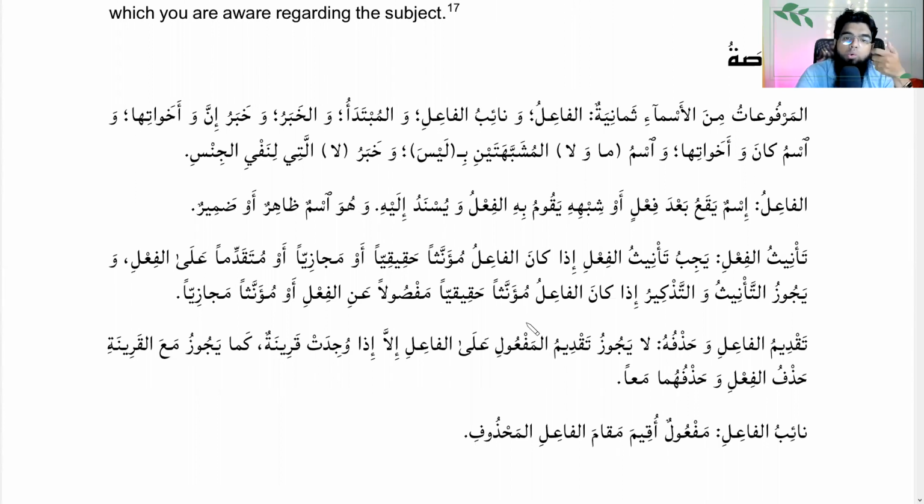It is a noun which comes after the verb or something which resembles a verb. And the verb, يَقُومُ بِهِ الْفَاعِلُ, the action is done with him or with her or whoever. Right? Because if there's no doer, the action is eliminated. Like daraba, hitting. If Hamid is not hitting, there's no one to hit, right? وَيُسْنَدُ إِلَيْهِ, it is مُسْنَدٌ إِلَيْهِ, meaning you ascribe action to it. وَهُوَ اسْمٌ ظَاهِرٌ وَضَمِيرٌ. That is an apparent noun or it could be a pronoun.